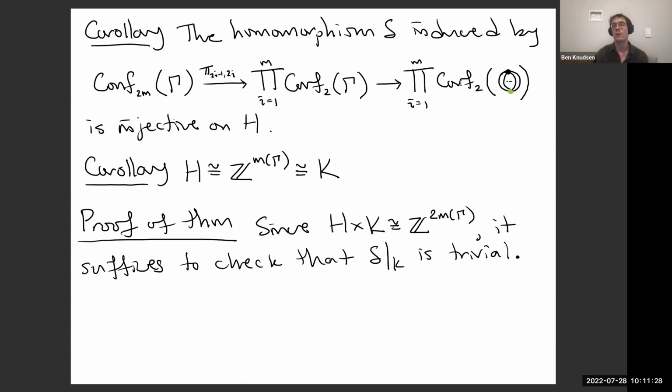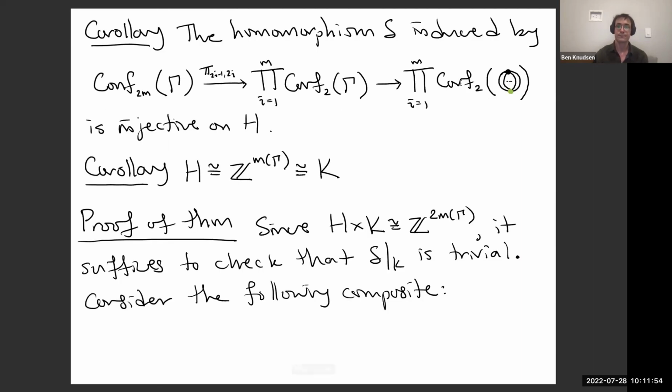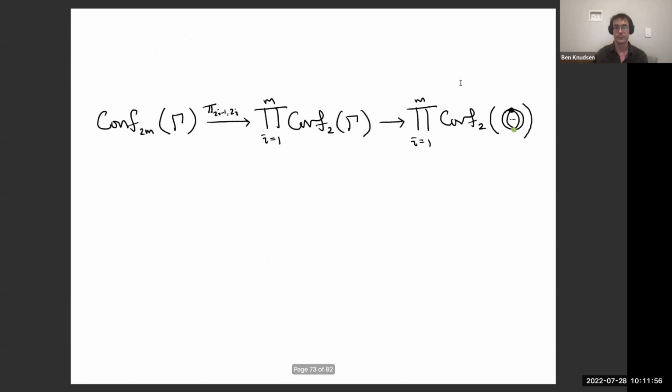So since we already know that delta after restriction to H is injective, it suffices to check that delta after restriction to K is trivial. This is how we were going to show that they had disjoint normal closures. We were going to detect one of them with a homomorphism that was trivial on the other. Okay, so let's try to do that. So this is the map that induces delta on pi1. That was the definition of delta, the homomorphism induced by that composite.